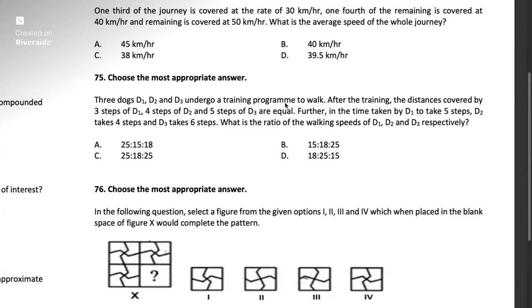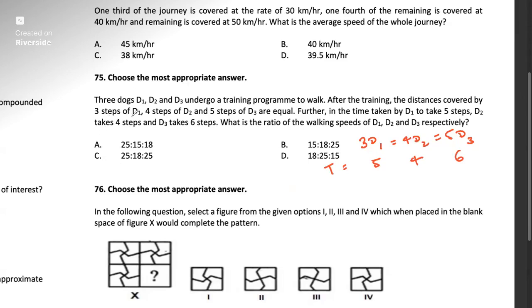How can we solve this? Take a moment of your time to process this particular question. It is saying that 3 steps of D1 is equal to 4 steps of D2 is equal to 5 steps of D3. Yes or no? It's a time T. D1 takes 5 steps, D2 takes 4 steps, D3 takes 6 steps. Can we simply say time is equal to 60 units, minutes, hours, seconds, whatsoever? If we have taken some time over here, D1 takes 5 steps. No, we can't take any time over here.